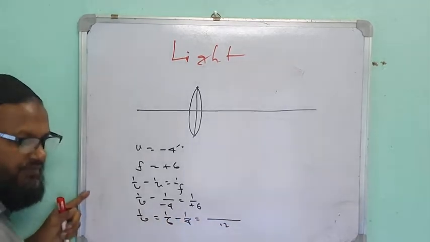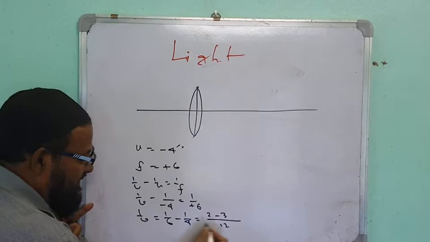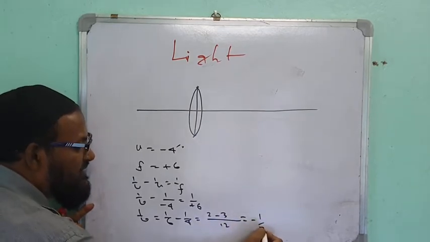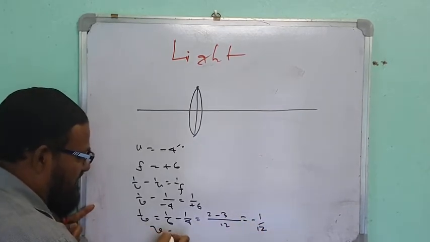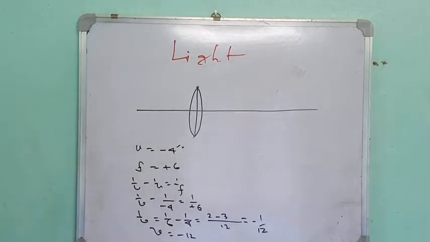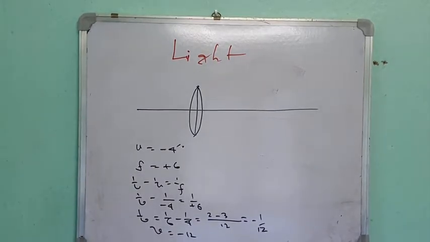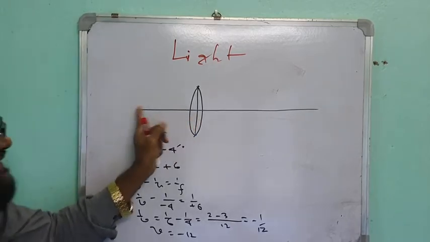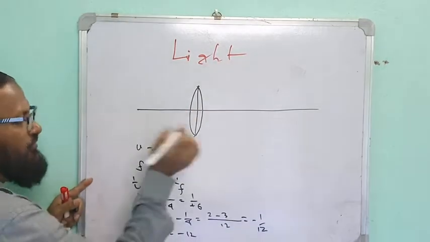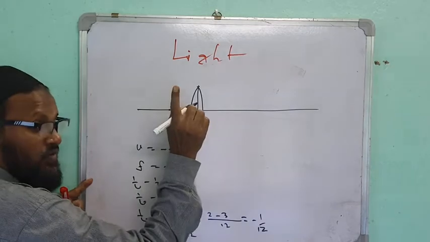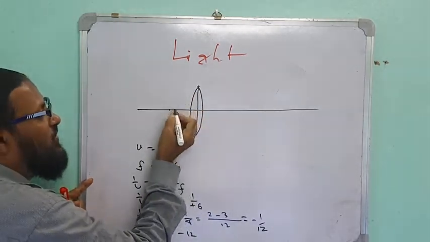LCM 12. What is this 12? This is 3. What is this? Minus 1 by 12. What is V? Minus 12. Is it okay? Minus 12. Which side? This side or this side? This side. How? Please see here. Here is the rule. Please be careful.